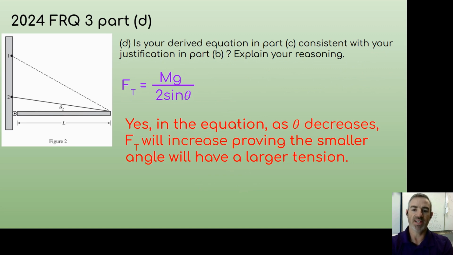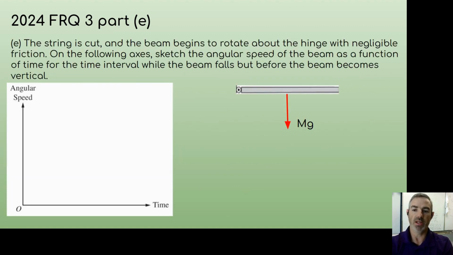So part E says now the string is cut and the beam begins to rotate. So all we have is the force of gravity acting on it. And it's asking us to draw an angular speed versus time graph. So what we're going to do is look and see what happens. Gravity is exerting a torque. In this case, this is the greatest that the torque can be because it's perpendicular to the rod.